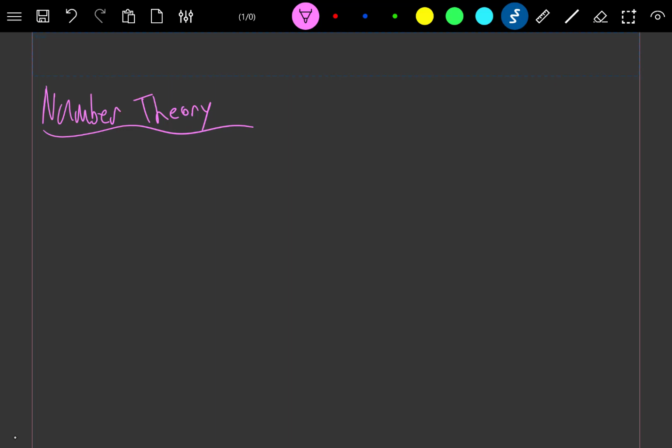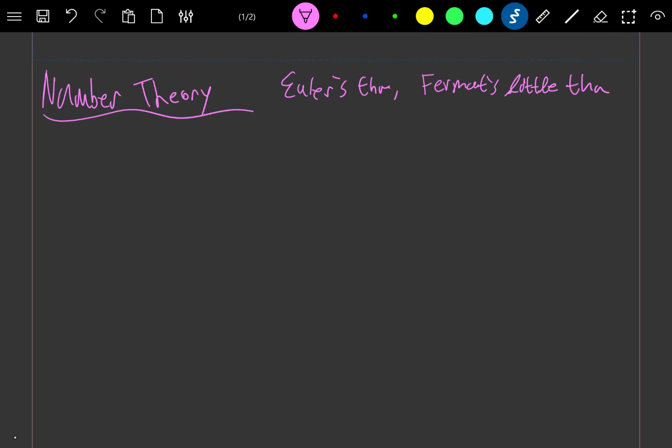Okay, welcome back to number theory. Today I'm going to talk about Euler's theorem and Fermat's little theorem. These are two theorems which have to do with modular arithmetic.